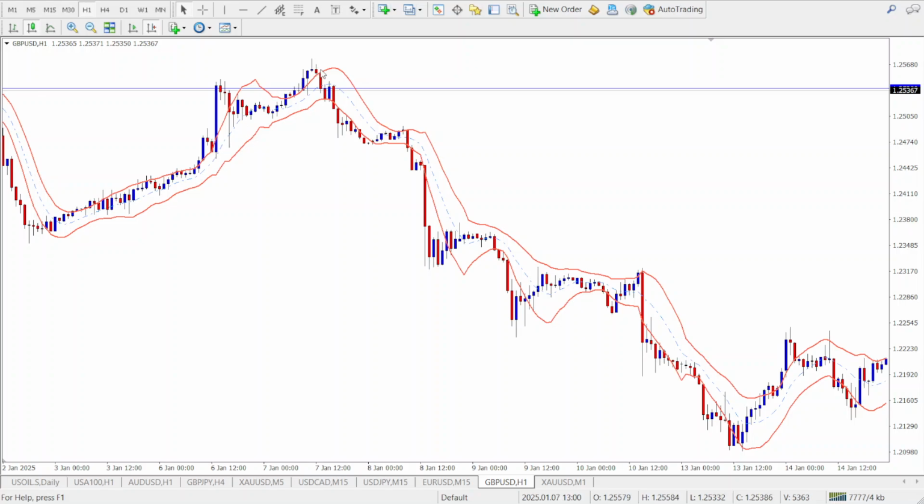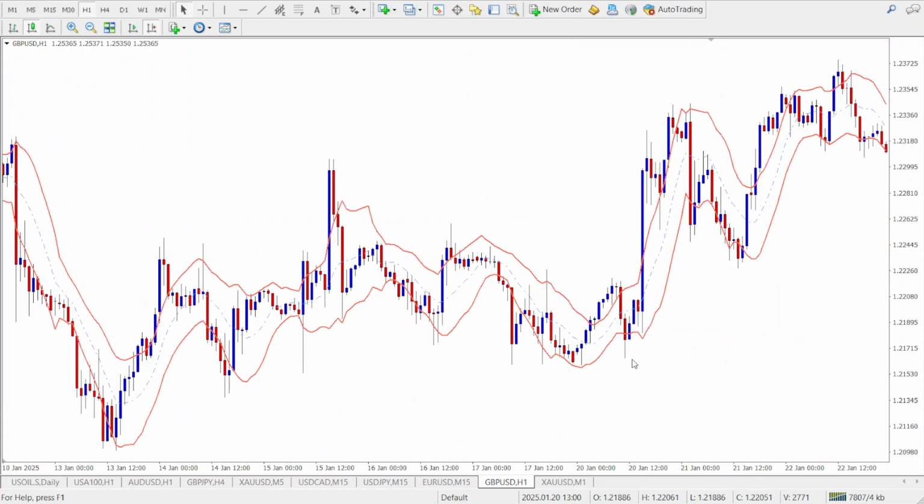Okay, like what we can see happen here, you can use this as an opportunity to enter a short trade, right? Similarly, if price breaks below the lower band and then quickly returns inside the channel, it might be a sign for a bullish reversal.